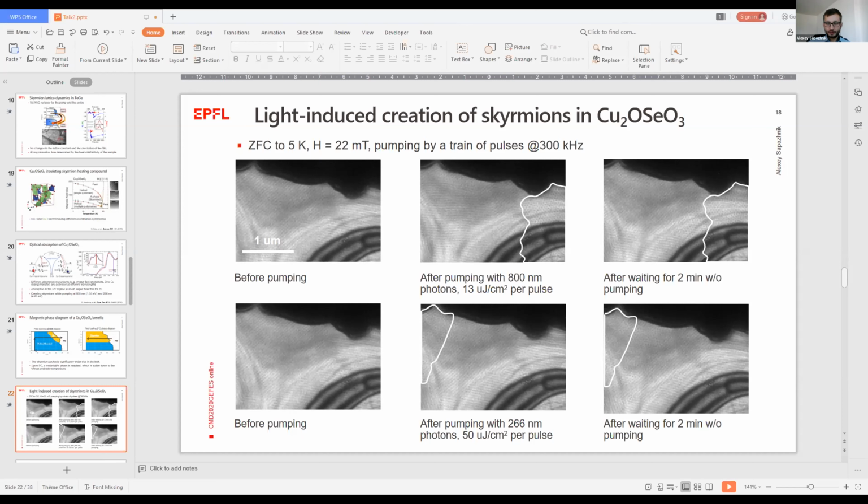So thank you for the questions. I will answer them one by one. The first question about heating and different absorption. Yeah, the absorption is different, but I didn't write it on the slide, but I said that this value already includes the absorption. So this is the absorbed fluence necessary for creating skyrmions.